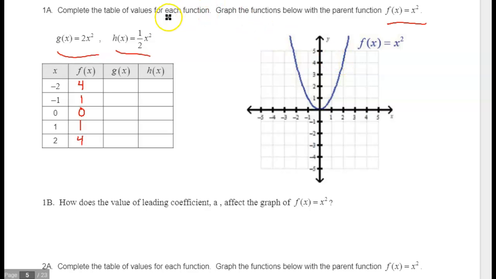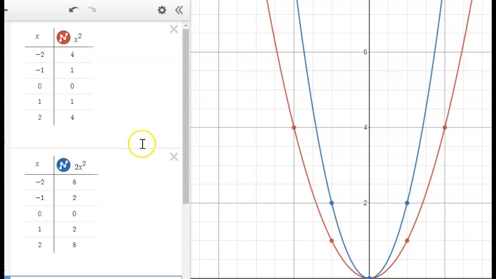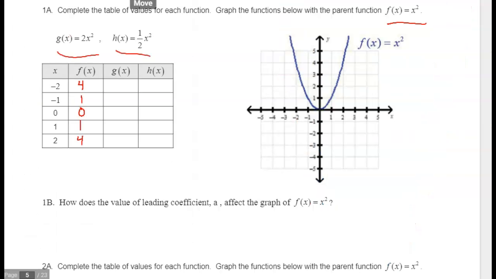Okay, what happens when we do g and we do 2x squared? I'm going to turn this one off for a second. You'll notice that it is the blue one. It actually gets narrower because what happens is you're doubling anything you do. So now instead of 4, 1, it goes 8, 2. Everything is doubled. So this is going to actually make it narrower. So we go back over to here, and it is 8, 2, 0, 2, and 8.